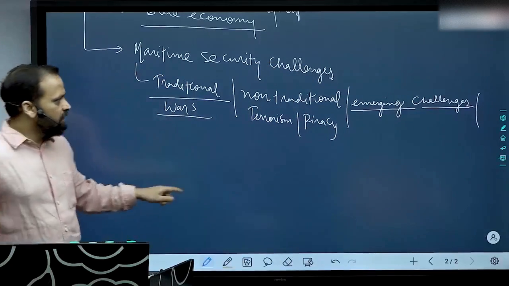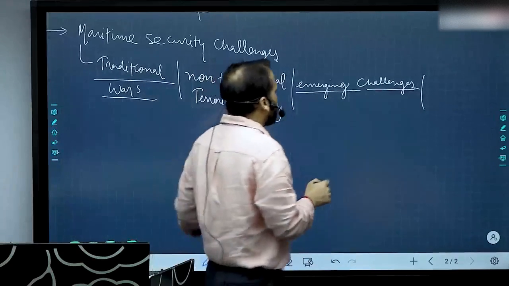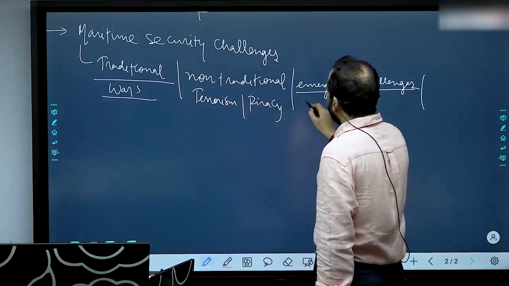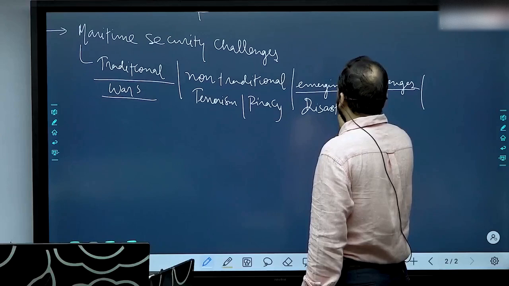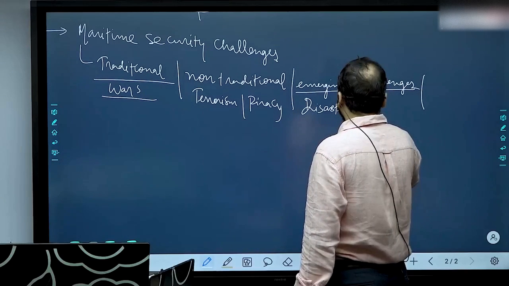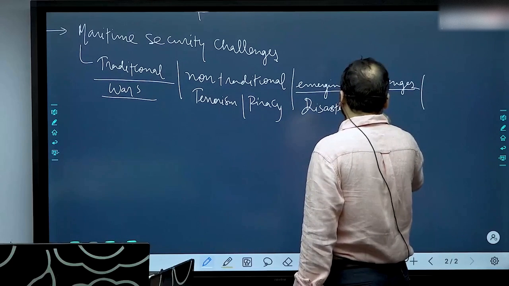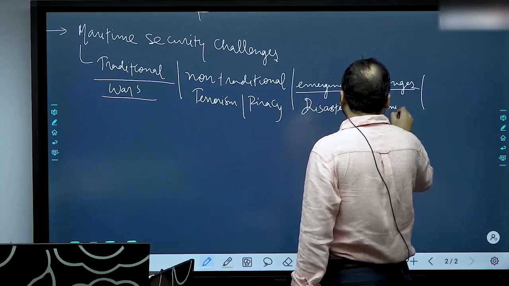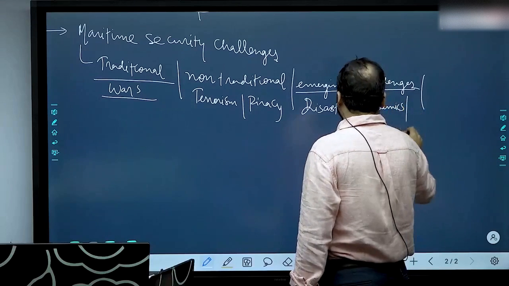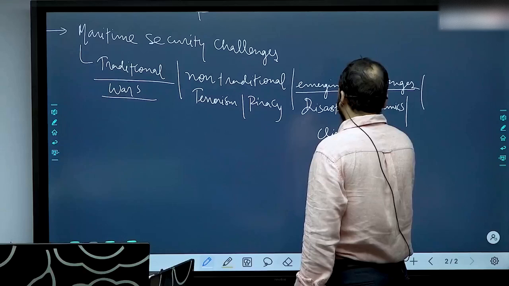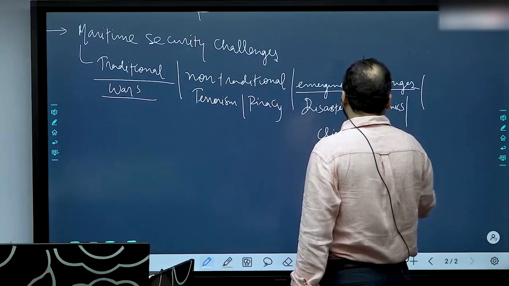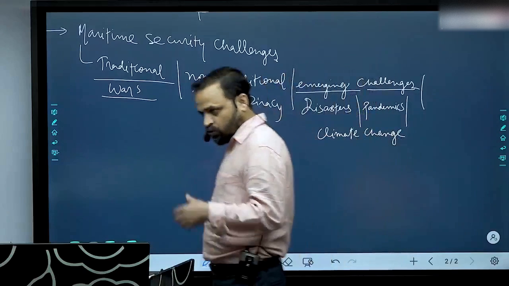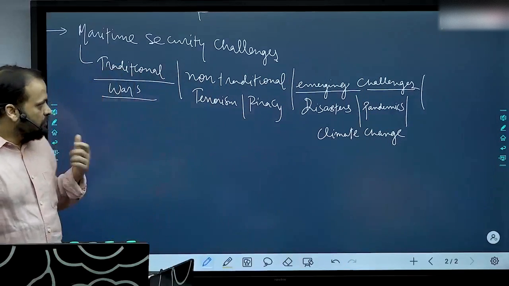The distinction is not clear, but apart from that, it is coming from multiple sources. So natural disasters also pose a security challenge. Pandemics are also a security challenge. Climate change is also a security challenge or a source of security challenge.